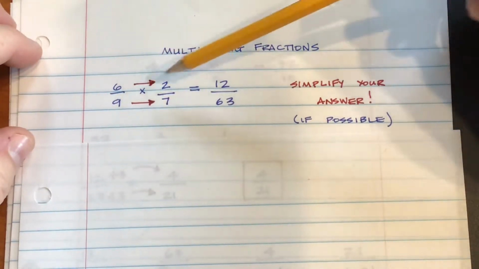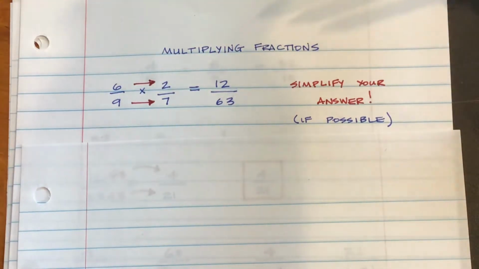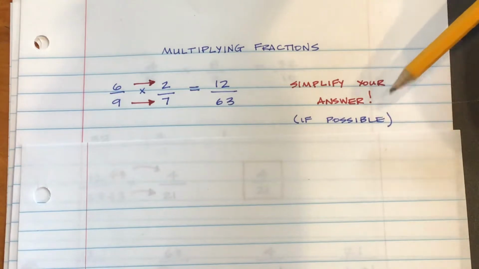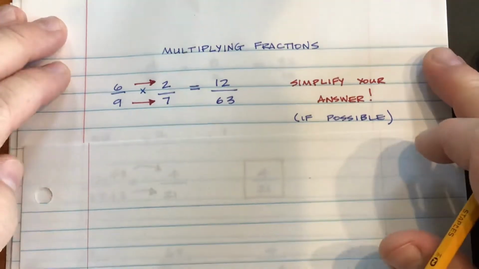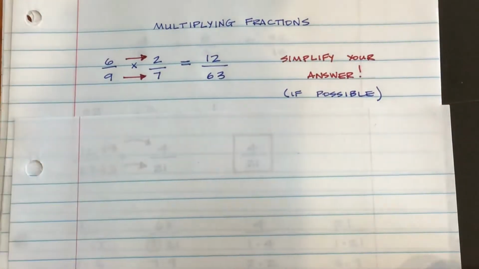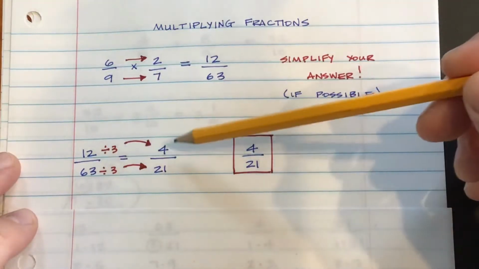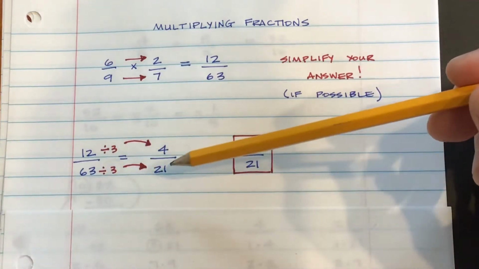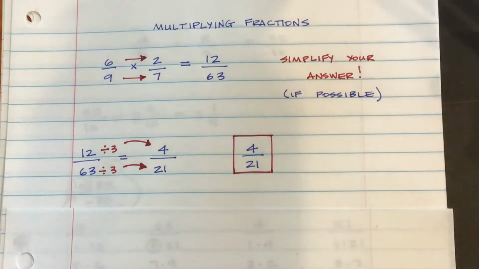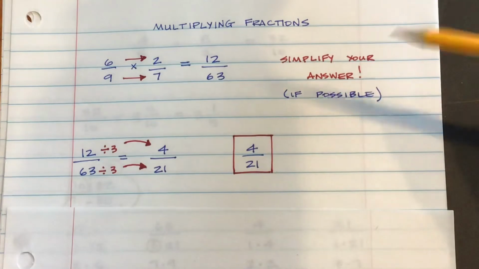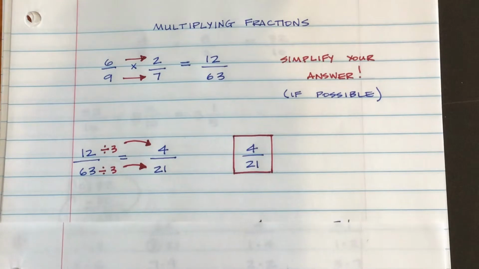Remember to multiply the numerators straight across, so I get 12. Multiply 9 and 7 straight across to get 63. And then I need to simplify my answer if possible. 12 and 63 can be simplified, and this is tough for a lot of us. 12 and 63 can both be divided by 3. 12 divided by 3 is 4, and 63 divided by 3 is 21. So 4 over 21 is going to be my simplified answer. 4 and 21 don't have a common factor that they can both be divided by, and so I'm finished multiplying once I've simplified it.